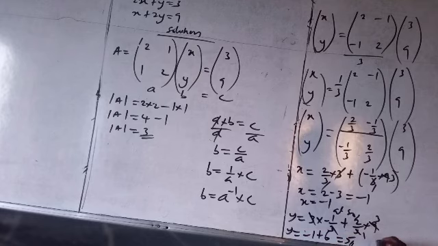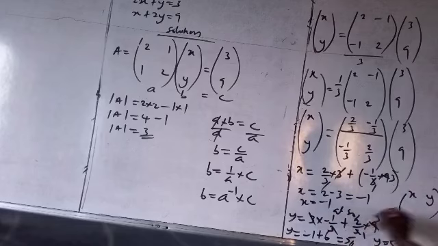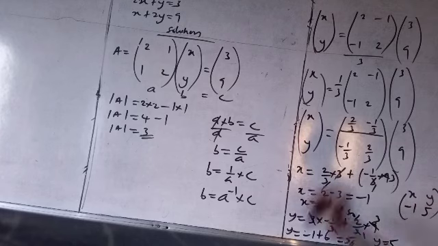That is Y equals 5. So our answer here is X and Y, which is minus 1 and 5, using the matrix method. Shako.